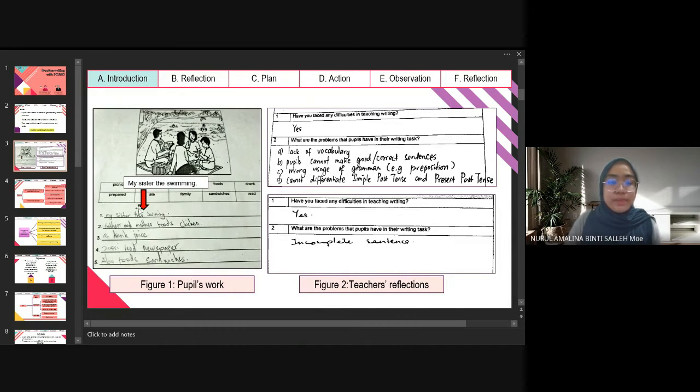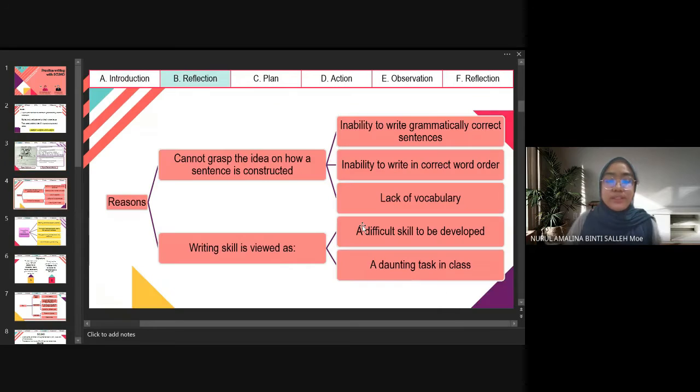These pupils wrote "my sister the swimming", where in fact it should have been "my sister is swimming" or "my sister was swimming". Figure 2 shows teachers' reflections from our questionnaire. Both teachers agree that they face difficulties in teaching writing. So what are the reasons actually?